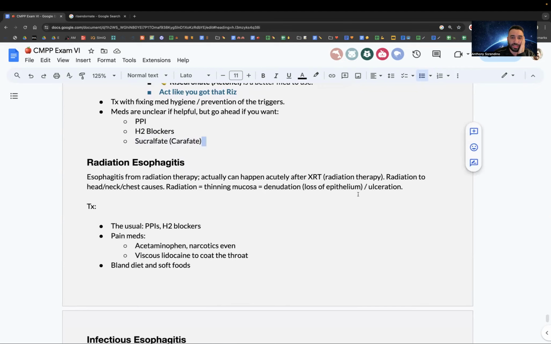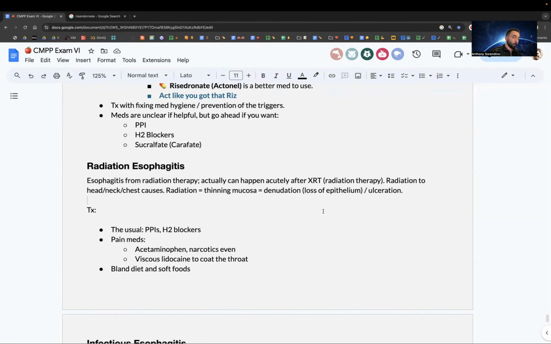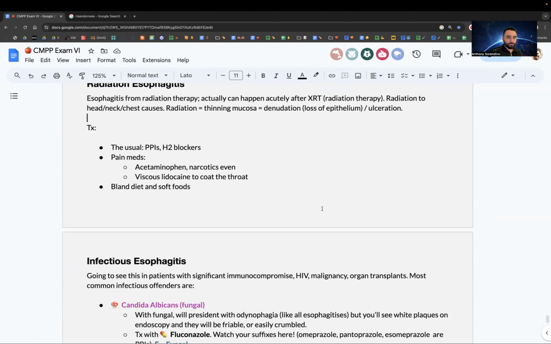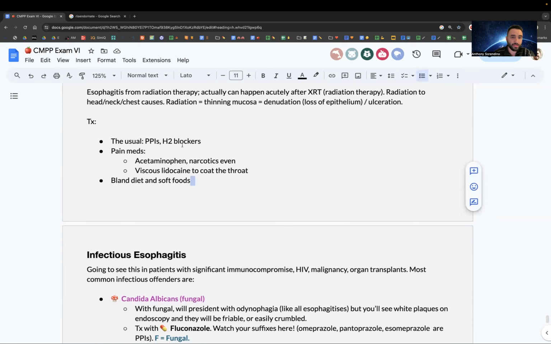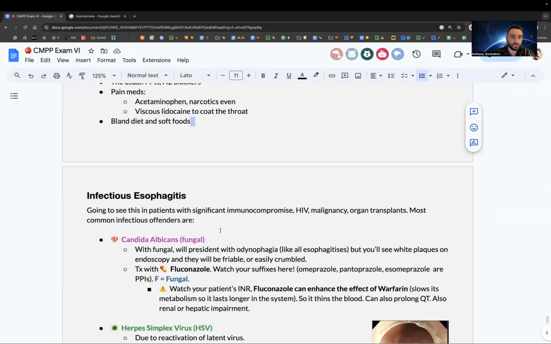Radiation esophagitis is a thing. It's going to happen actually acutely. I would think it was chronic, but it can actually happen acutely after radiation therapy because radiation is going to thin the mucosa and cause a loss of epithelium. So you can actually put them on pain meds for this. You can do viscous lidocaine to coat the inside of the throat and put them on a bland diet. And then, of course, PPIs and H2 blockers.